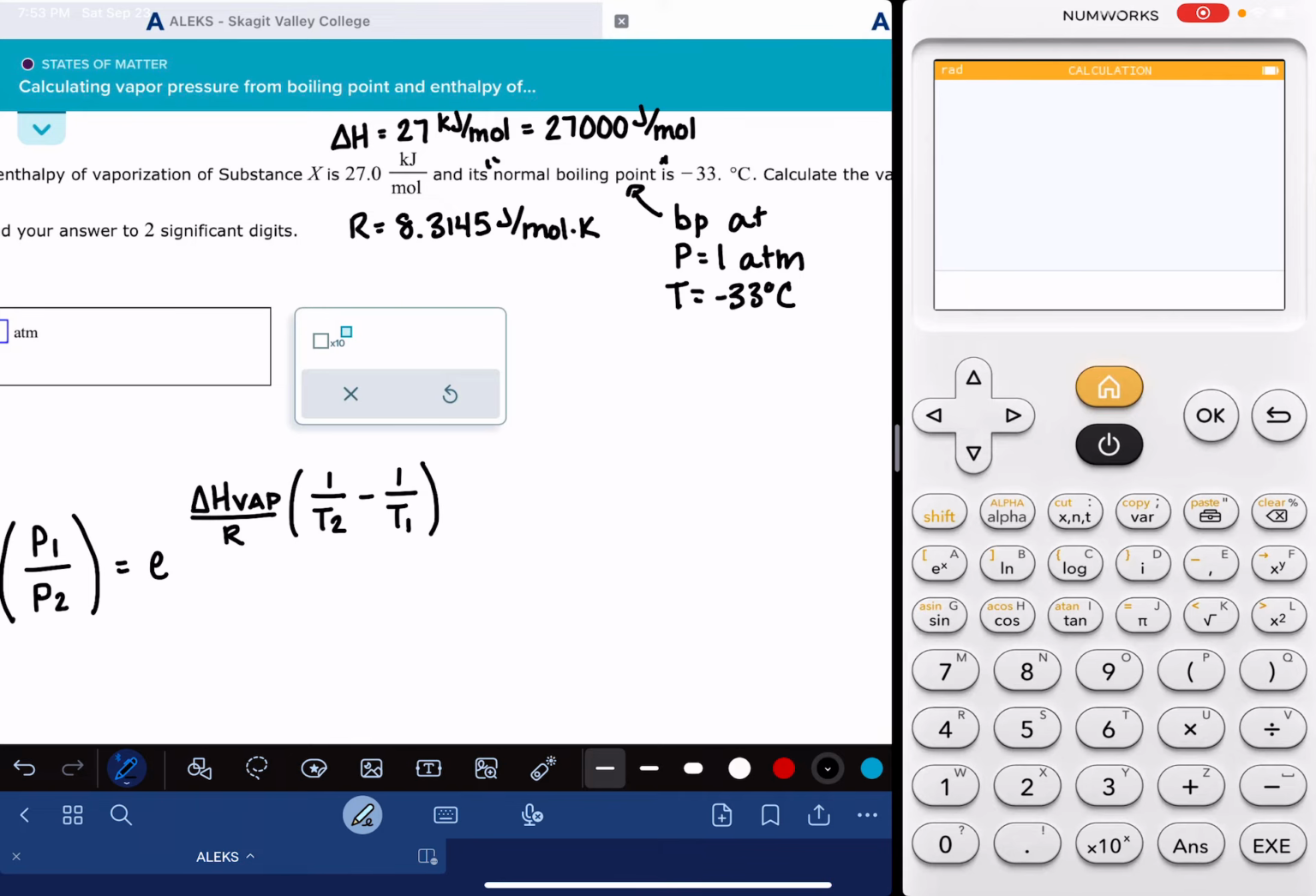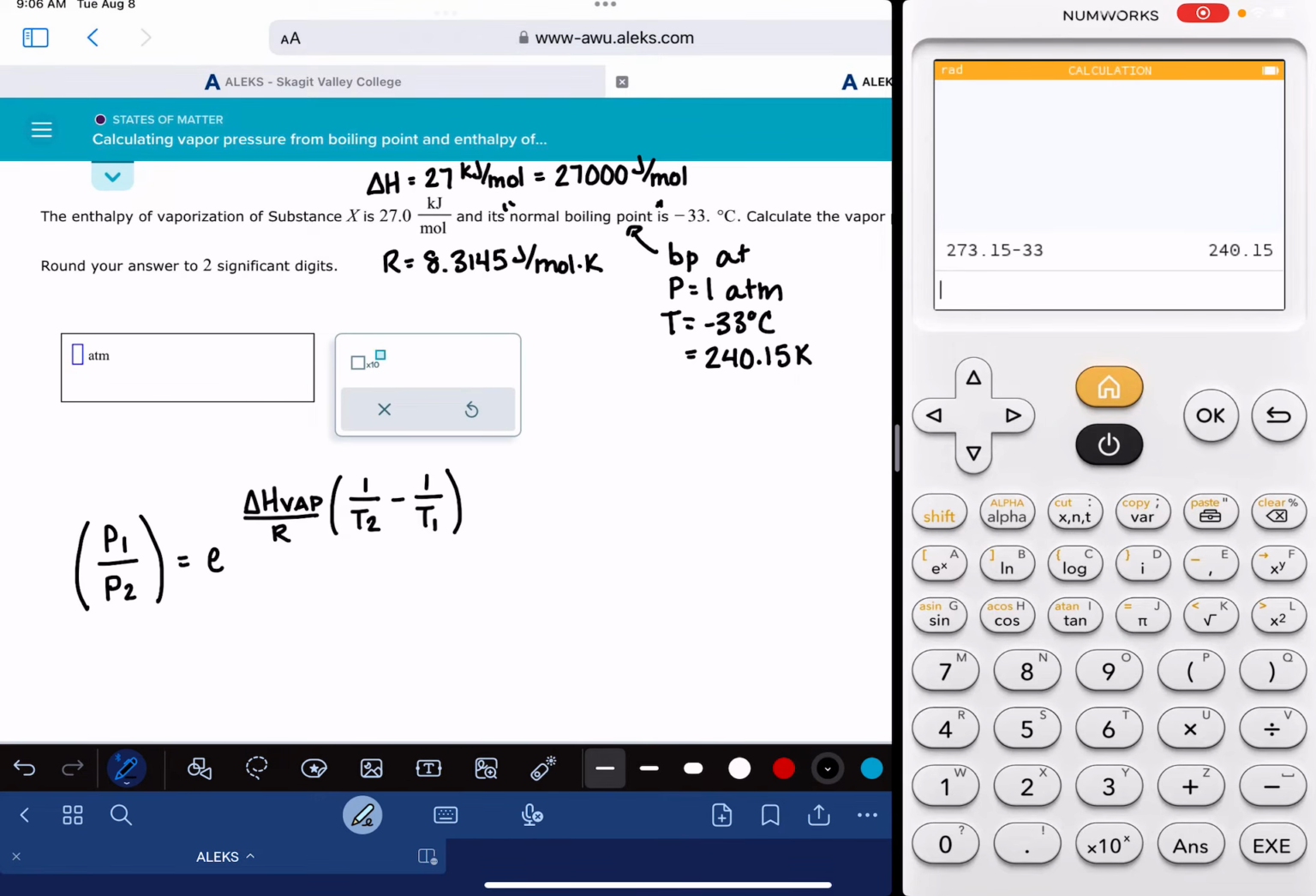And as you can probably imagine, looking at the units of R, that temperature is going to need to be converted into kelvins. So let's go ahead and do that. 273.15 minus 33, that is going to be 240.15 Kelvin. And so that's going to be one of our pressure and temperature variables.